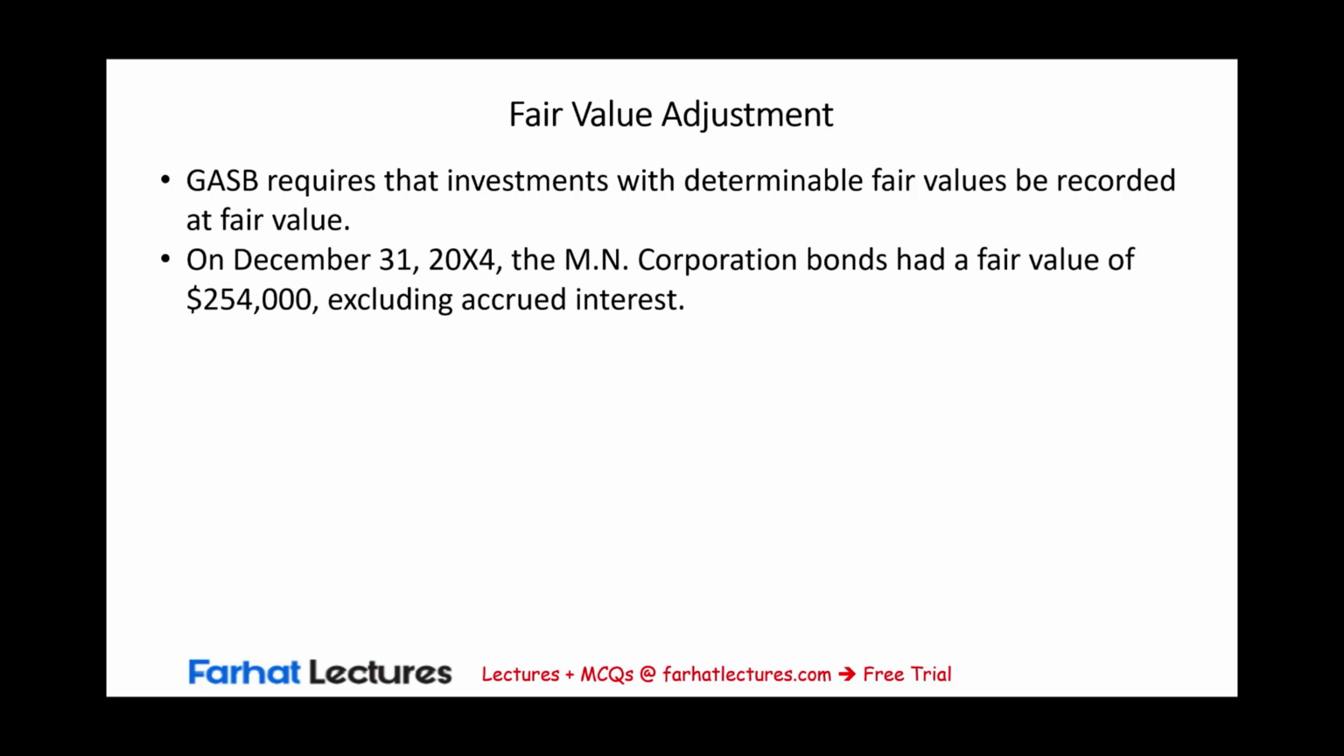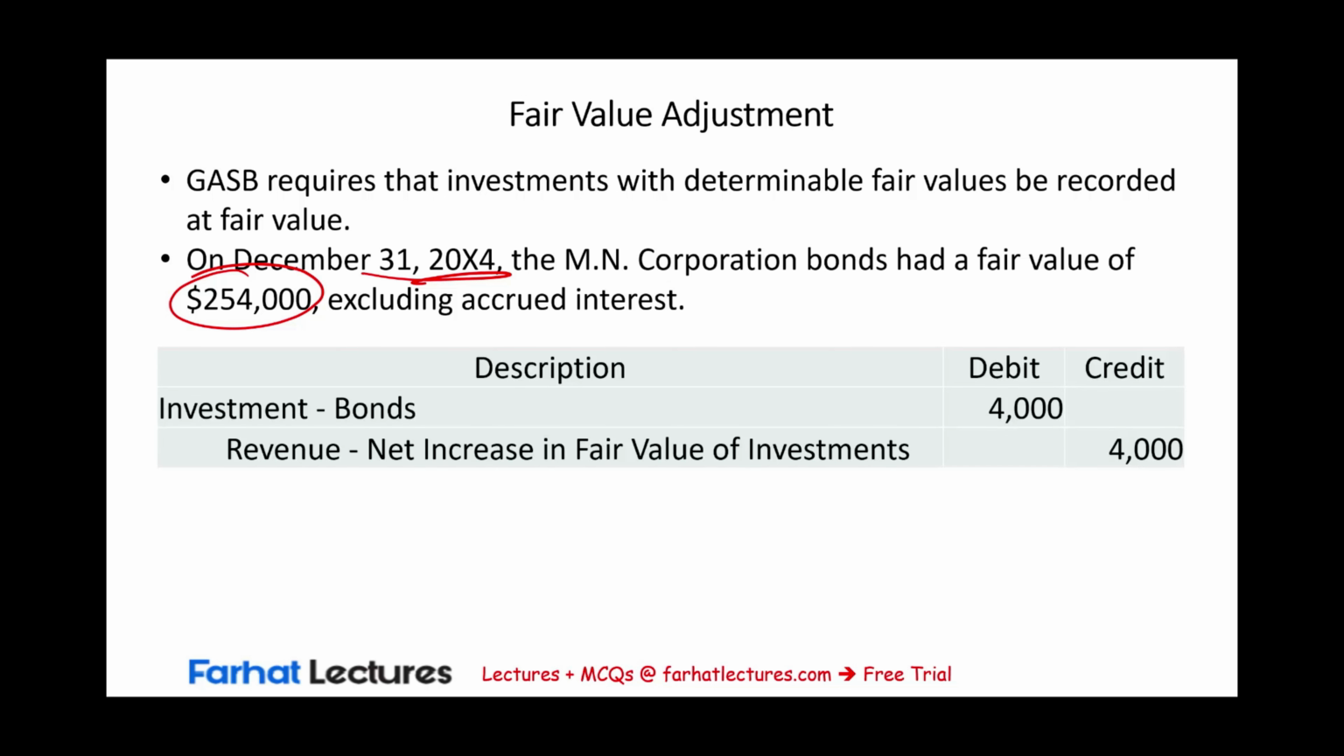Now, remember we have an investment. If we have an investment, GASB required that investments are reported at fair value, recorded at fair value. So we have to determine the fair value of the investment. The fair value of the investment at the end of the year was $254,000, excluding accrued interest, because we accounted for that separately. So what do we have to do now? We have to adjust our investment. We're going to debit investment $4,000, credit revenue account another $4,000.